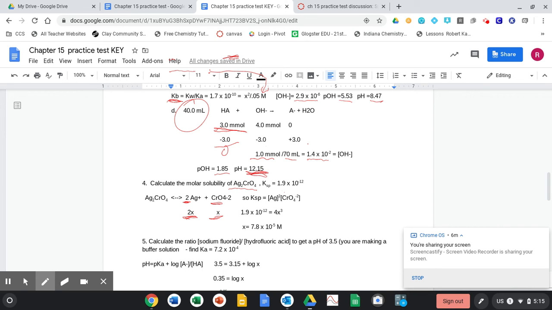And so you can see that you're going to take that 2x and square it. And so 2x squared is 4x squared. And then you're multiplying it times x, so you're taking 2x quantity squared times x. And that's how I get the 4x cubed. And so I'm going to take 1.9 times 10 to the minus 12, divide it by 4, and then cube root it to get this value for the molarity.